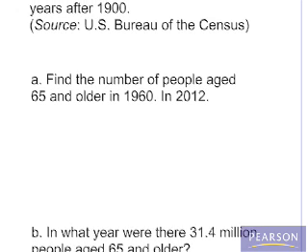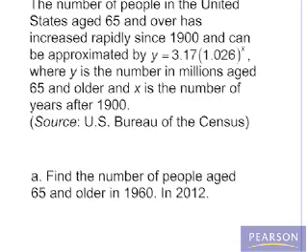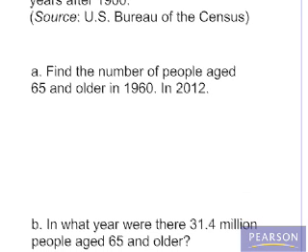So for Part A, we're going to simply first take each year that we're given, determine how many years after 1900 they are, and substitute that value in for x to see what the corresponding y value would be. So for Part A, the first one, in 1960, 1960 is 60 years after 1900. So for the question in 1960, we're going to let x equal 60.